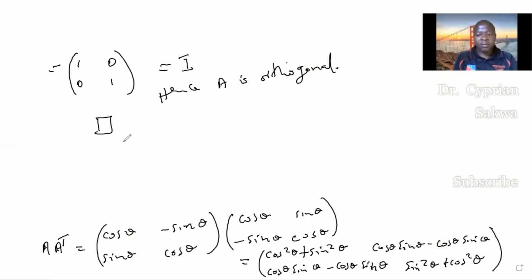The other way you would have wanted to show it is to find the transpose of A and also find the inverse of A and see whether the two are equal. If the two are equal, again, you conclude and say that A is orthogonal.